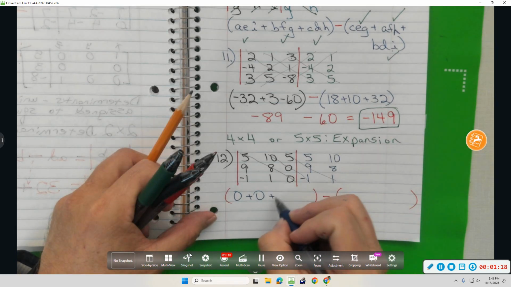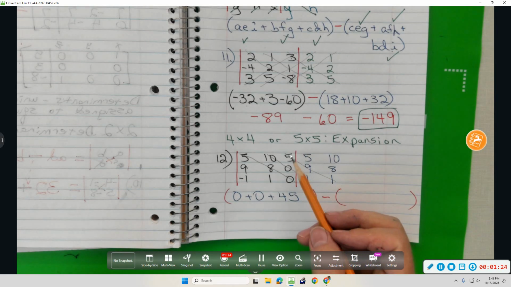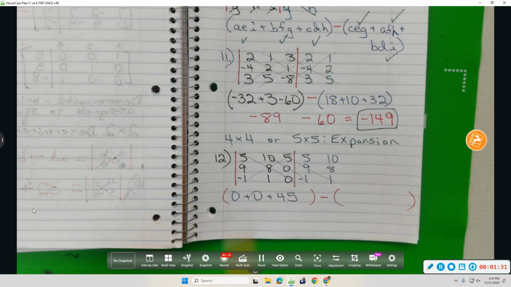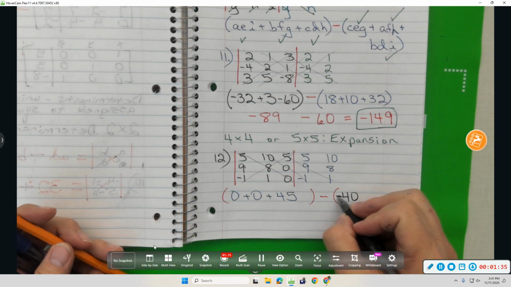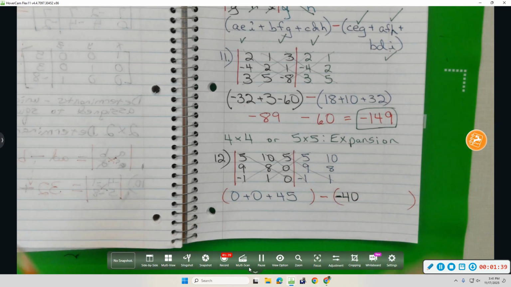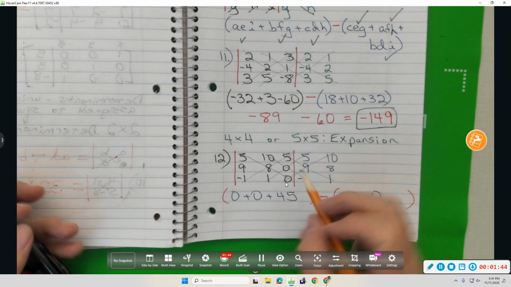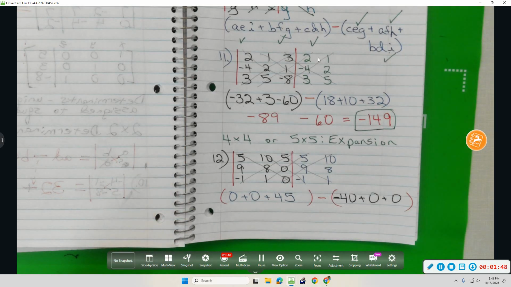Okay. And now what do we do? Okay, now we're still positioned at that 5. We're going to go in the opposite direction. 5 times 8 times -1 is -40. 5 times 0 times 1. 10 times 9 times 0. Oh, this works nice, doesn't it?